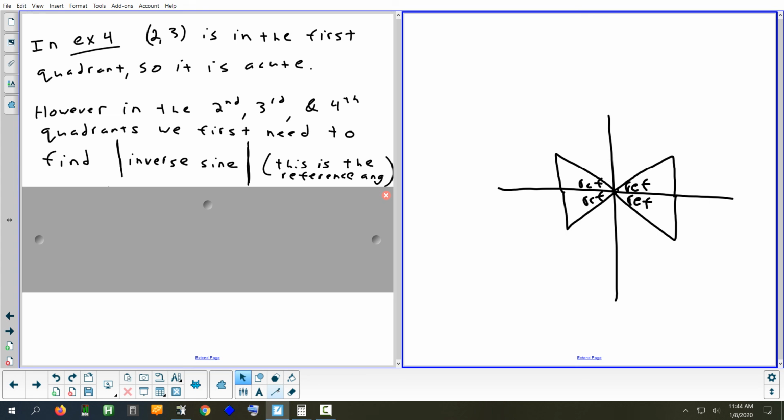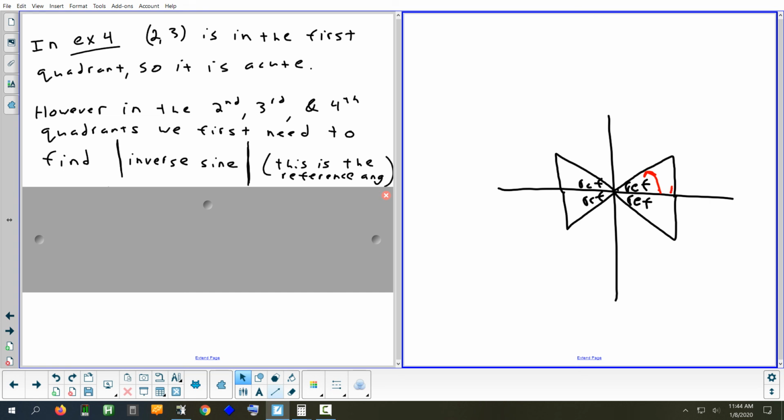Now, this is what the actual question would ask. The question is not going to ask for the reference angle. The only time that the answer to the question is the reference angle is if you're in quadrant 1. Then there's nothing else you need to do, because this is what they're looking for.